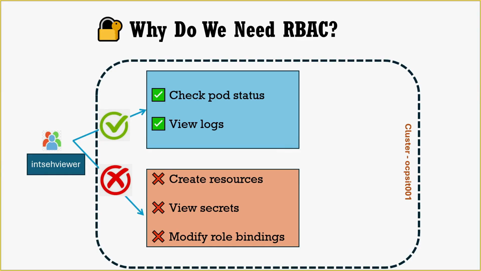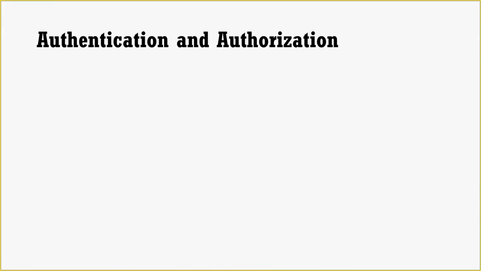Similarly, developers should deploy applications only in specific namespaces. DevOps teams may have broader access. Infra teams may have read-only access. Admin should have full control. So access is controlled based on rules. Before we jump into RBAC, we need to understand two key concepts: authentication and authorization.